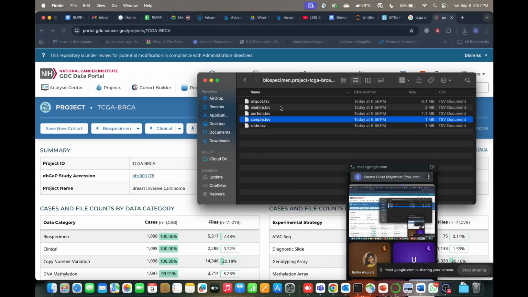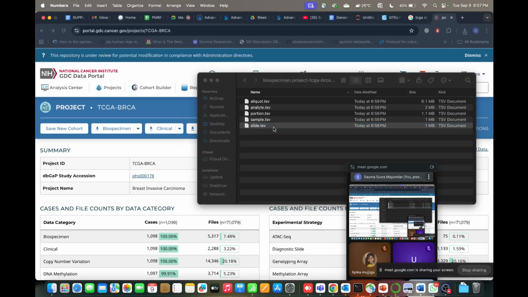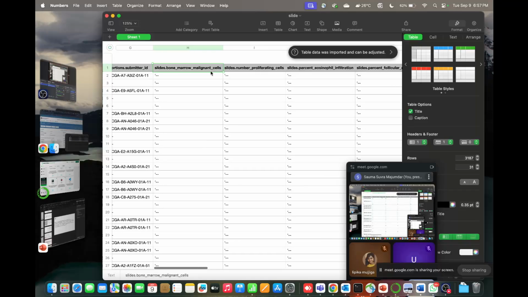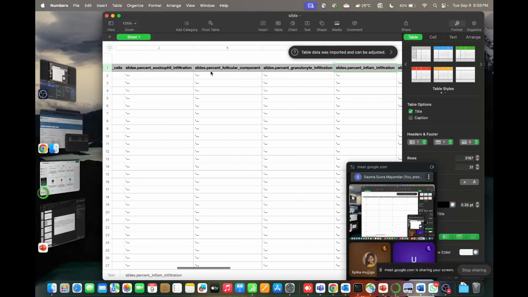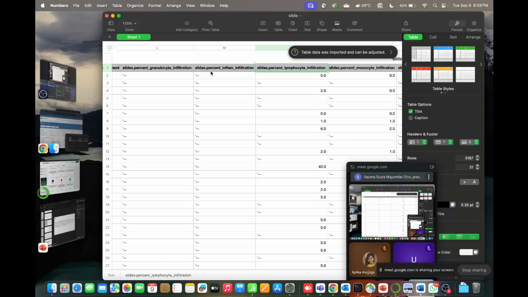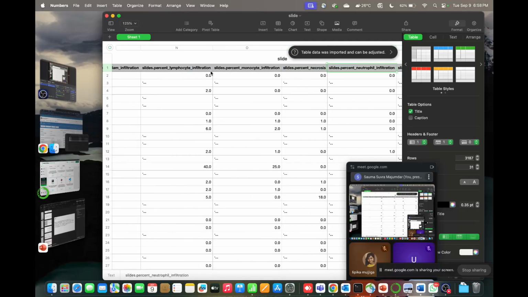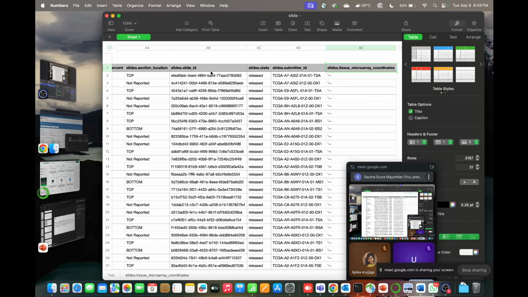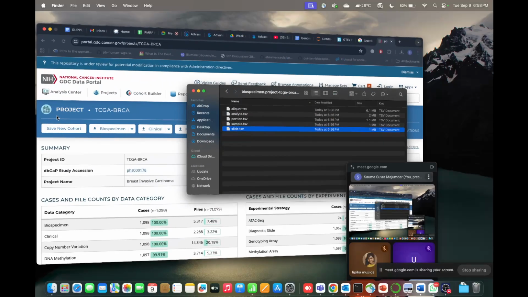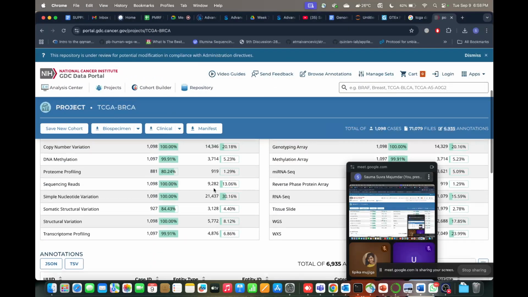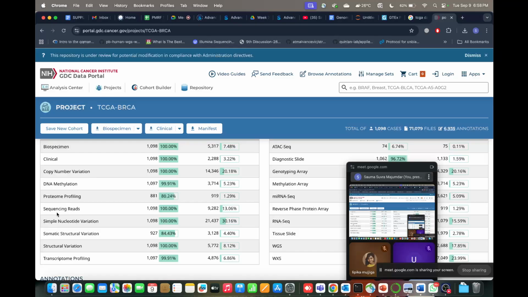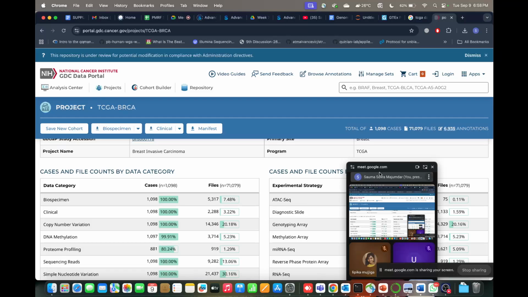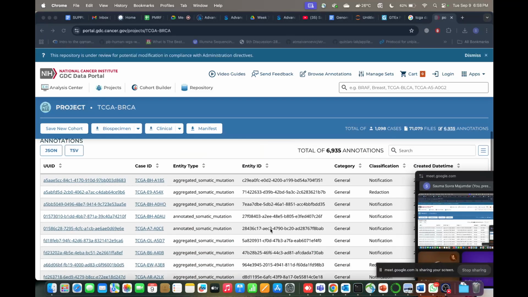In other files, you'll find slide information as well, such as whether malignant cells are present, proliferating cells, infiltration cells, lymphocyte infiltration, necrosis, and so on and so forth. This particular type of data is easily available. What is not easily available is the sequence data. If you want the copy number variation data or your sequencing reads data, you have to apply for access, and they'll approve your access, and only then will you get the data. Otherwise, it is not possible.